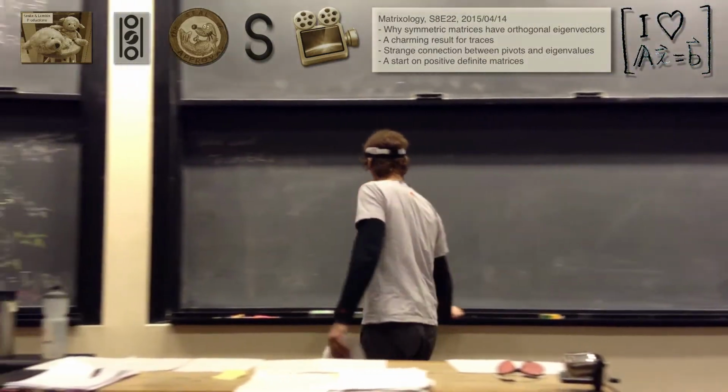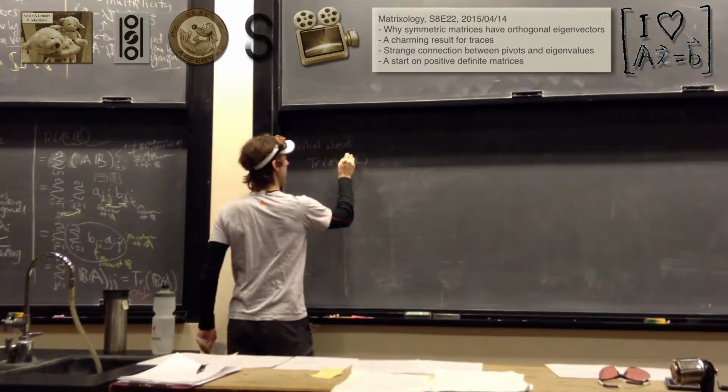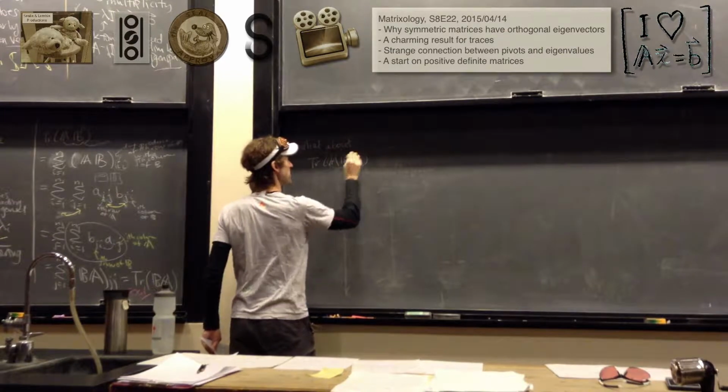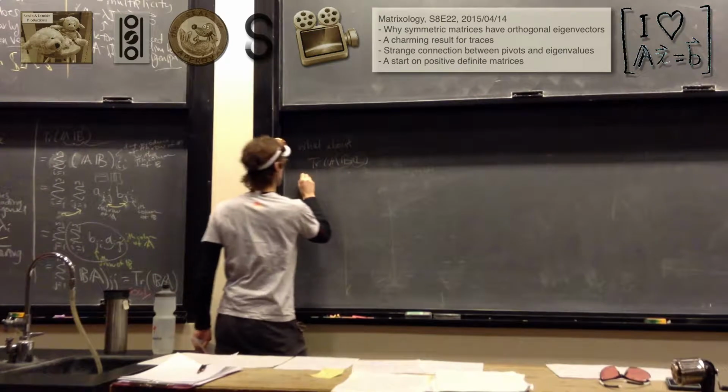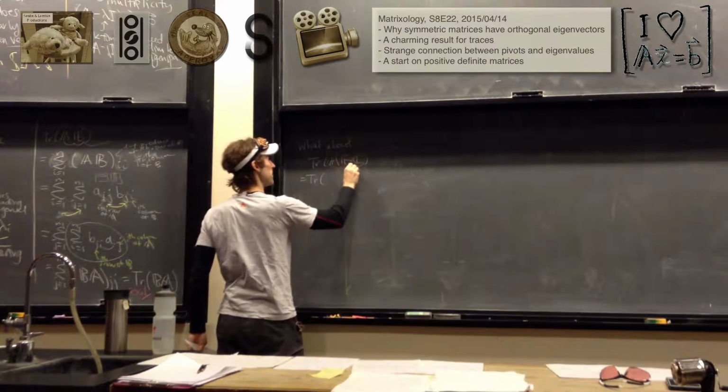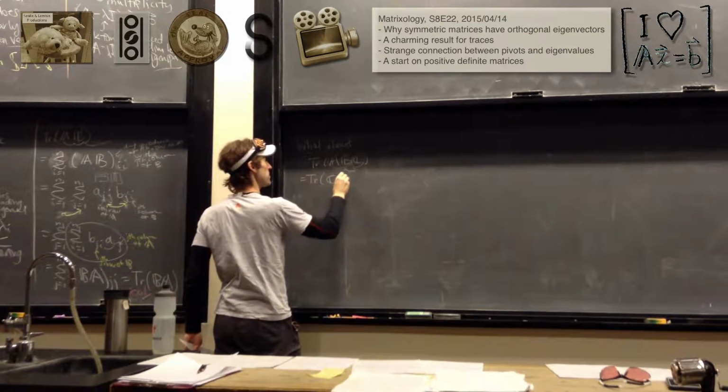So we know already that if we have a matrix times a matrix, we flip them. So we can do that. That's all we need to know. So it's the trace of, so we can flip these two, C times AB.